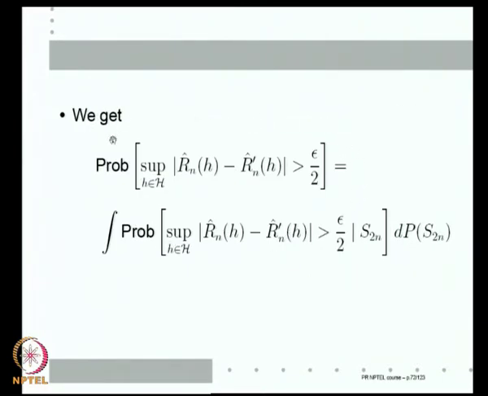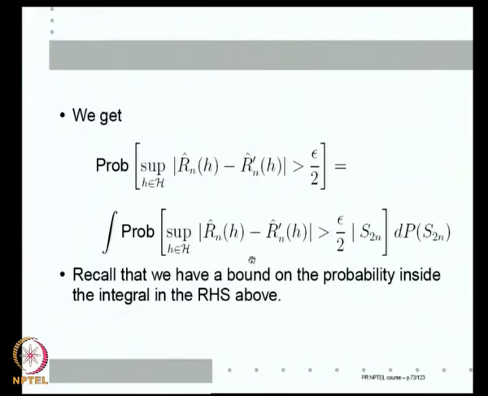We want the probability of this event. We know the probability of this event conditioned on the random variable S2n. So, I can write the unconditional probability of this event as the probability of the same thing conditioned on S2n, into dP(S2n) integral. So, it is an expectation integral over S2n. Now, this term, the probability that the supremum of r hat n minus r hat prime n is greater than epsilon by 2, conditioned on S2n, we have a bound for this, right. We have a bound for the probability that is inside this integral, right.